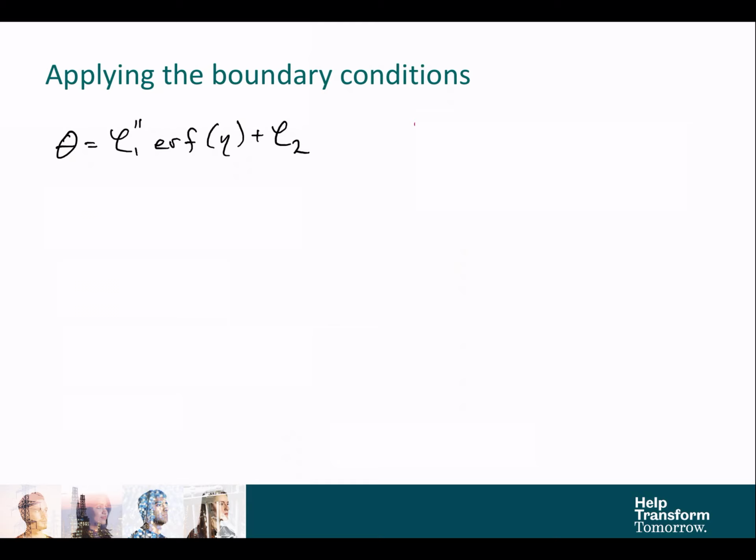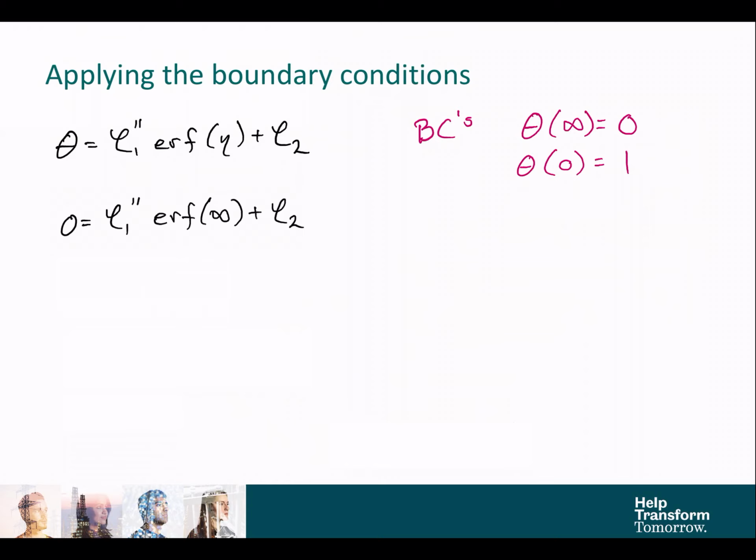Okay, so at this point we have an error function solution to our equation, and we're still going to need to solve for the constants of integration. And we have our two boundary conditions. We started with 3 conditions, but the initial condition had collapsed with one of the boundary conditions. So we're down to 2. We'll put the first one in.